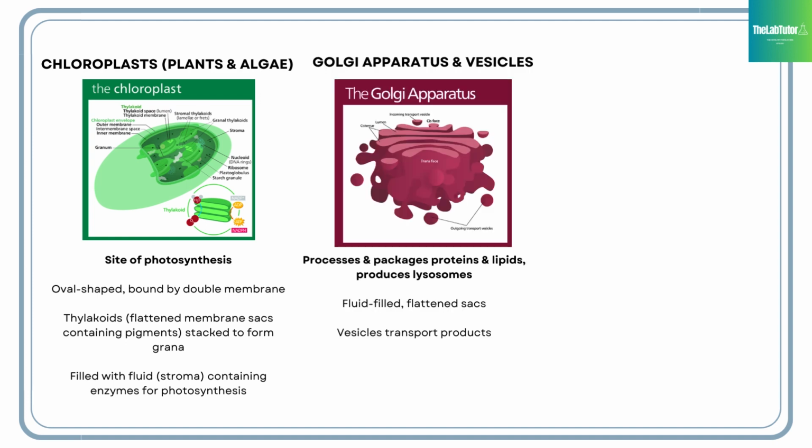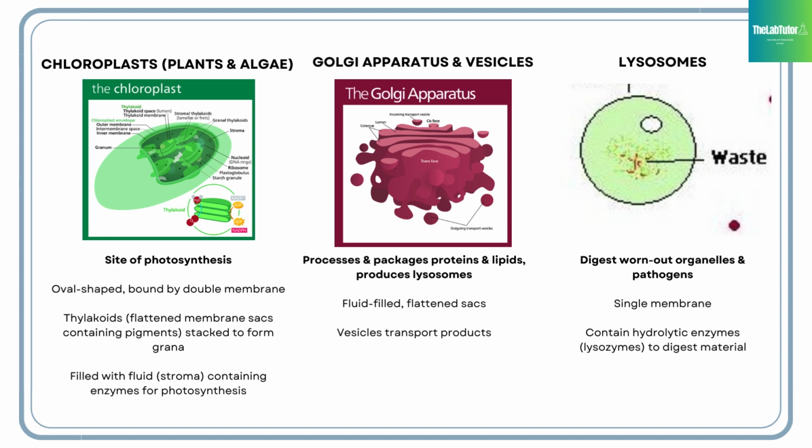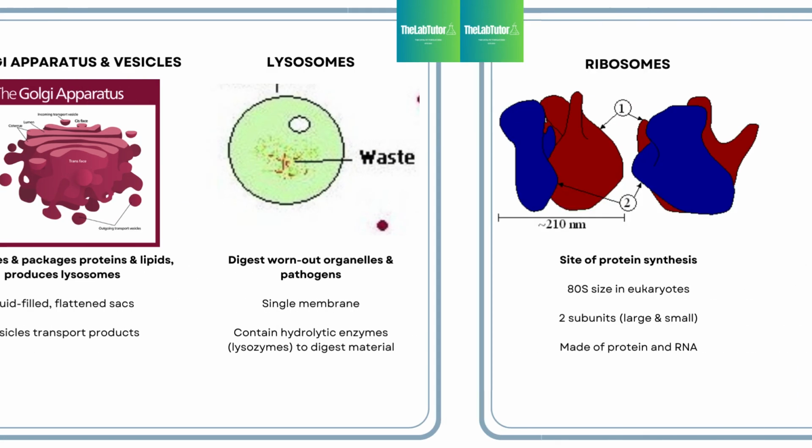The Golgi apparatus processes and packages proteins and lipids, and also produces lysosomes. It is made of fluid-filled flattened sacs and has vesicles surrounding it, which transport the products it produces. Lysosomes digest worn-out organelles and pathogens, and have a single membrane around the outside. They contain hydrolytic enzymes called lysozymes to help them digest material.